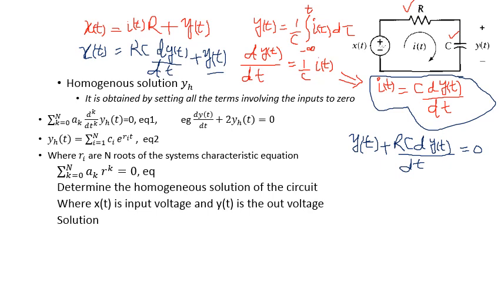Because we are finding the homogeneous solution, I'll put a subscript h here, so it will be y_h of t, and again I'll write h here. That signifies this is the homogeneous solution. So that's why the subscript h. I hope you're clear.